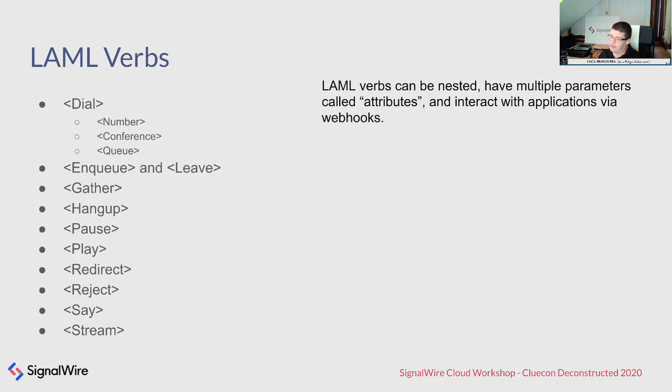So when a call is dropped into your LAML document, you will be able to dial a number, a conference, or a queue. Number is self-explanatory and it's also used to dial a SIP.